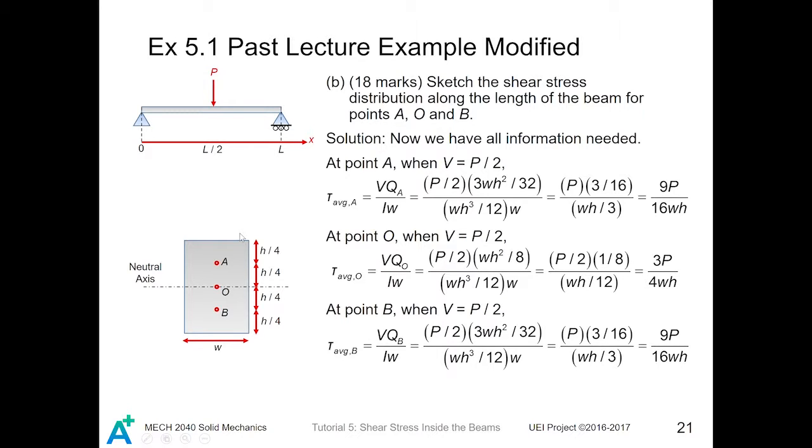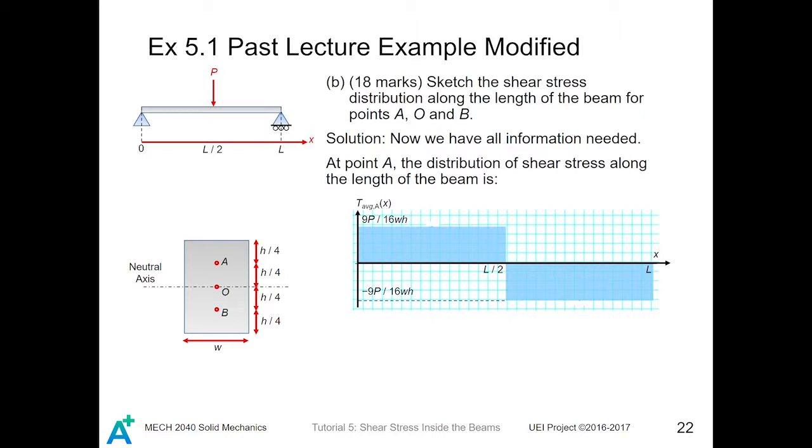After that, for point A, we found the average shear stress when V is positive is given by 9P divided by 16wh. At point O, it is given by 3P divided by 4wh. And at point B, it is given by 9P divided by 16wh. Finally, we can draw the distribution of shear stress along the length of the beam.